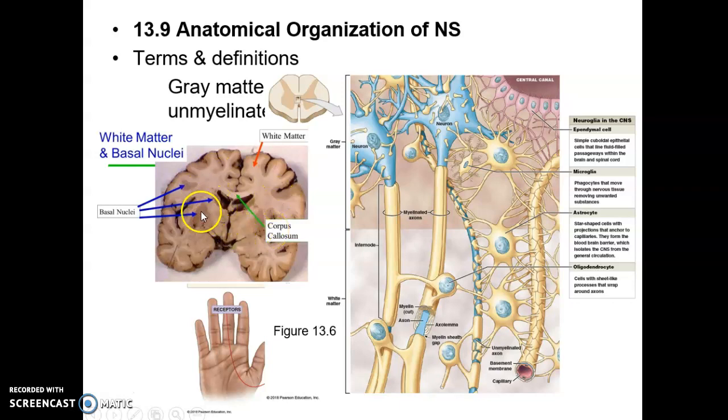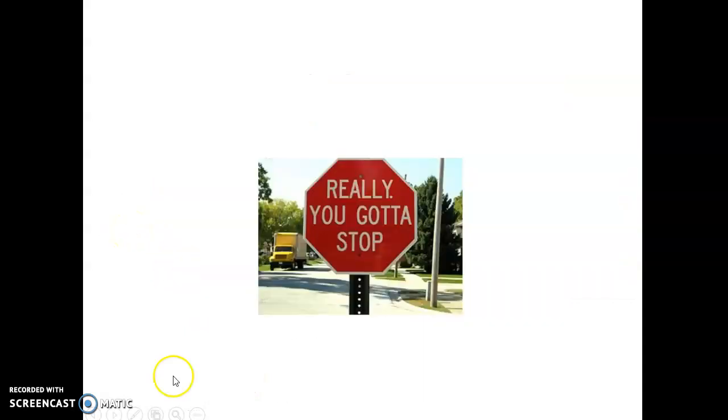And notice here there's clusters of darker matter internally, deep. Those would be nuclei. Okay? Clusters of cell bodies. Gray matter. Okay, that's it for this chapter.